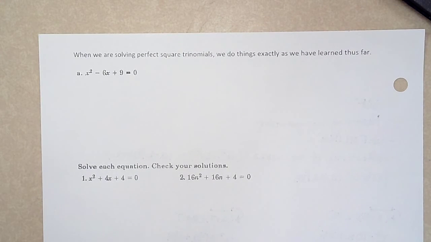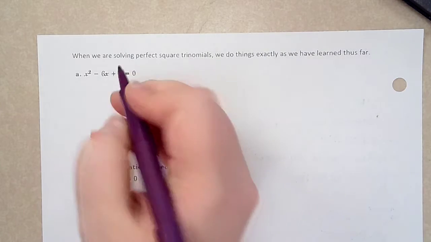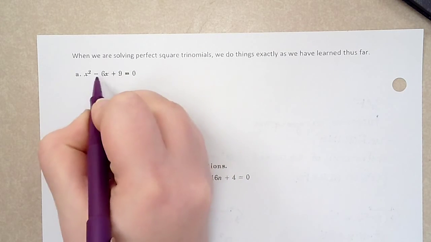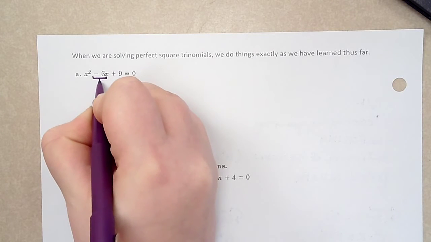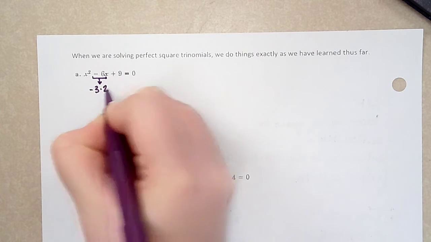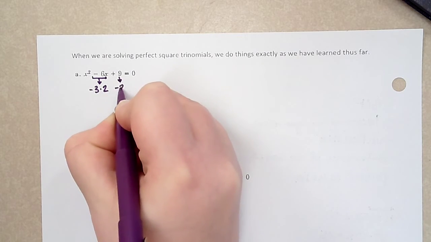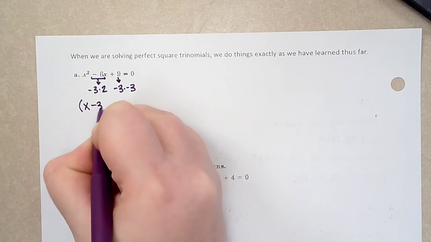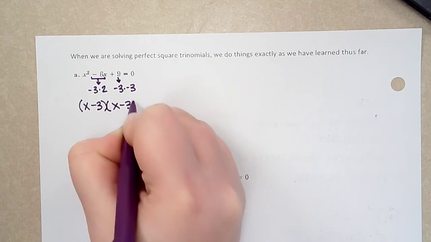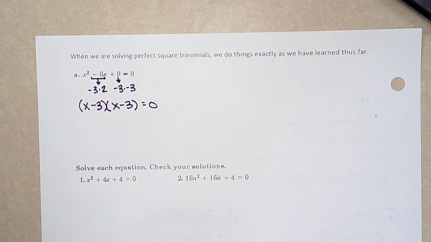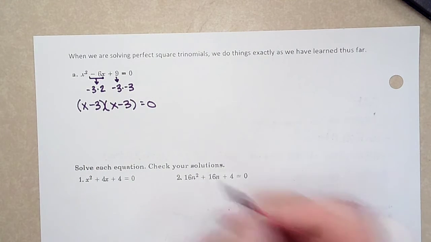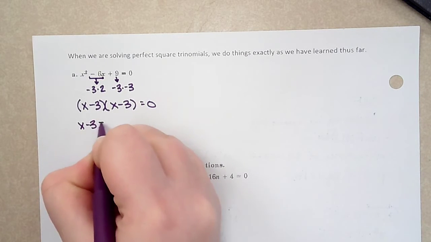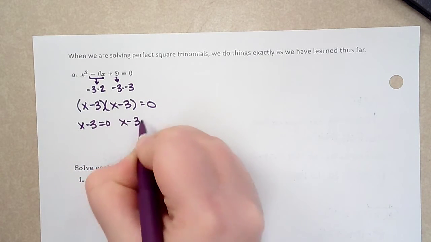All right, let's check out some more on the back. First, let's ask ourselves, when we're solving perfect square trinomials, we do things exactly as we've learned thus far. So, is this a perfect square trinomial? What is this doubled? Well, that would be negative 3 times 2. Hopefully, 9 is negative 3 times negative 3. Since it follows our rules, we get to write it as x minus 3 times x minus 3. And then when we're solving, we just use the ZPP just as we have. We set x minus 3 equal to 0, and we set x minus 3 equal to 0.